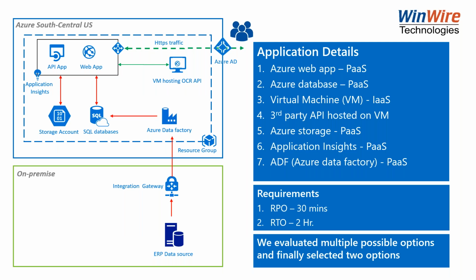This is before we implemented; this is how it was. All the service components were hosted in the South Central region. They are using PaaS web apps. They have a storage account, a SQL database, and a VM, which is hosting a third-party tool API. They have Azure Data Factory, which is pulling in data from their on-premise ERP system. Overall, what we are presenting is a very simplified form of their system. Just for the benefit of this presentation, I have simplified it.